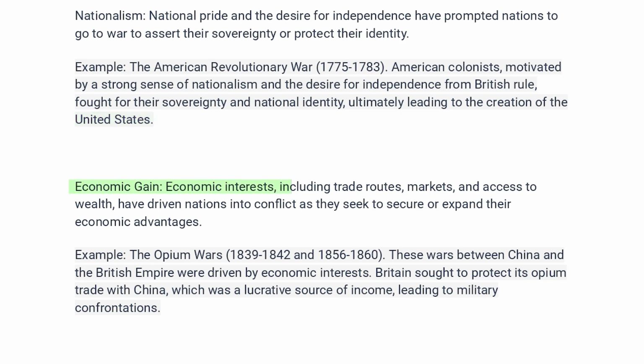Economic gain. Economic interests, including trade routes, markets, and access to wealth, have driven nations into conflict as they seek to secure or expand their economic advantages. Example: the Opium Wars, 1839, 1842, and 1856–1860. These wars between China and the British Empire were driven by economic interests. Britain sought to protect its opium trade with China, which was a lucrative source of income, leading to military confrontations.